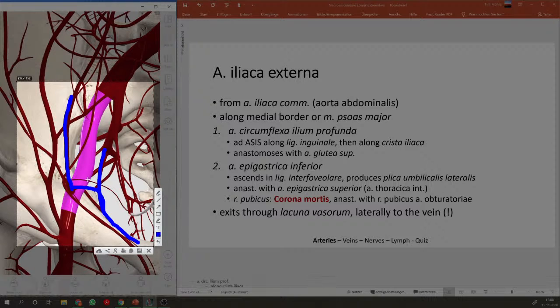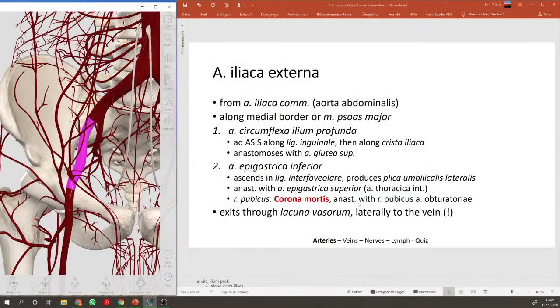The reason for this name is because back in the days during childbirth, this was commonly injured, and because it's not a large lumen vessel, you wouldn't bleed to death immediately, but with time, slowly, you will lose a lot of blood, and you will die.